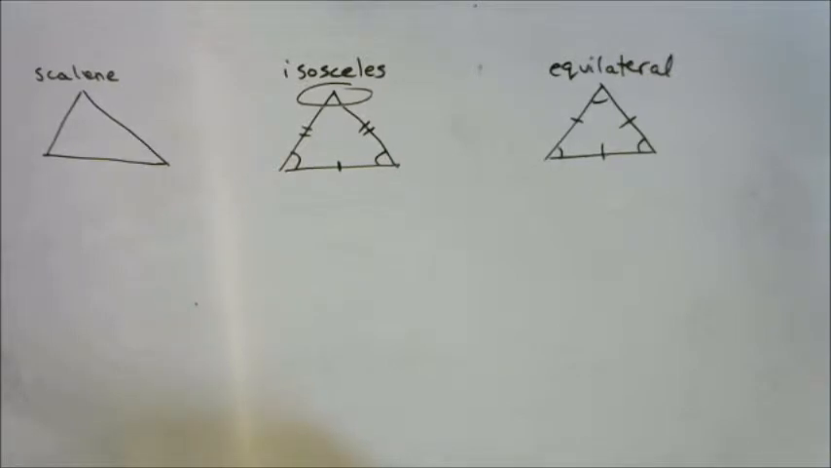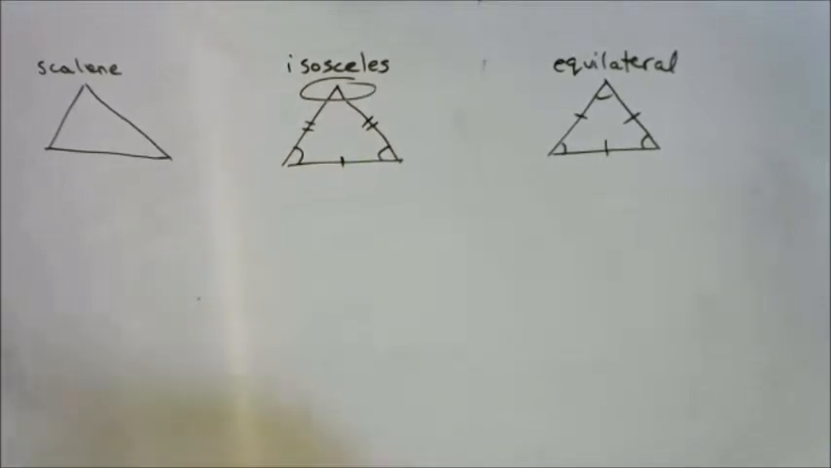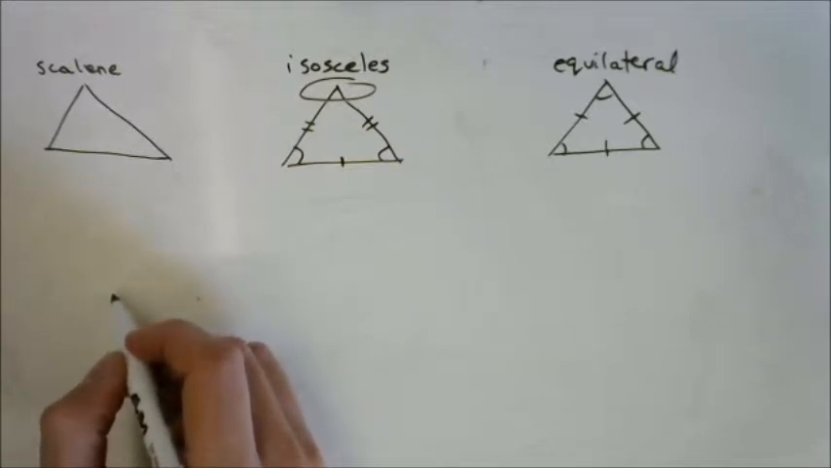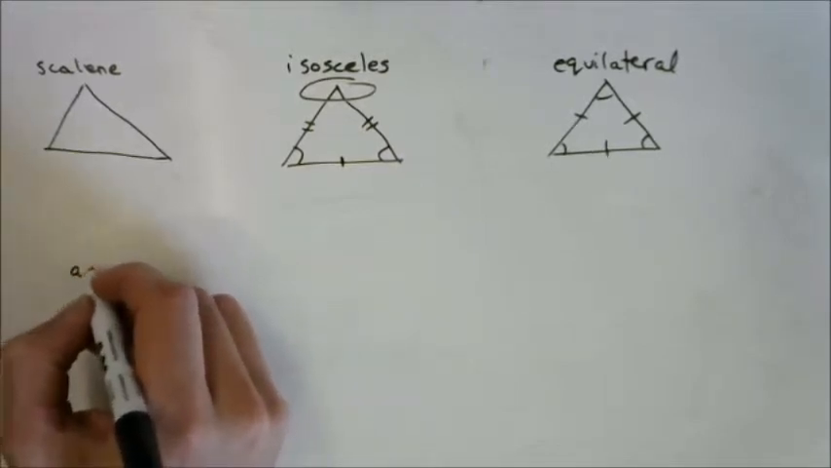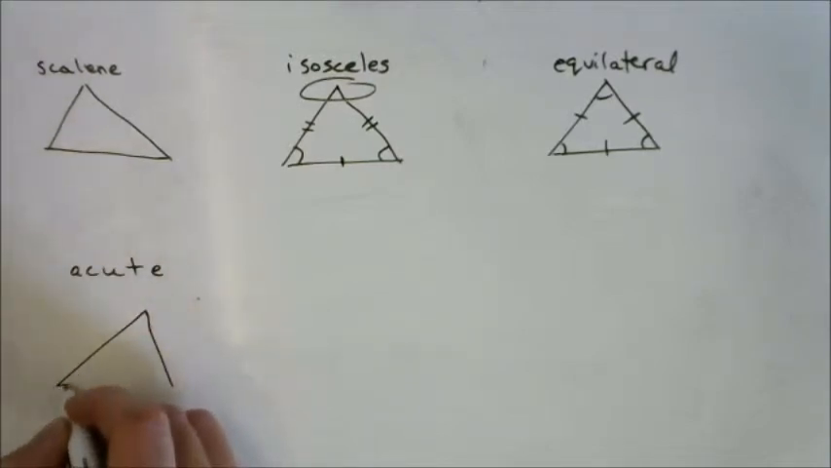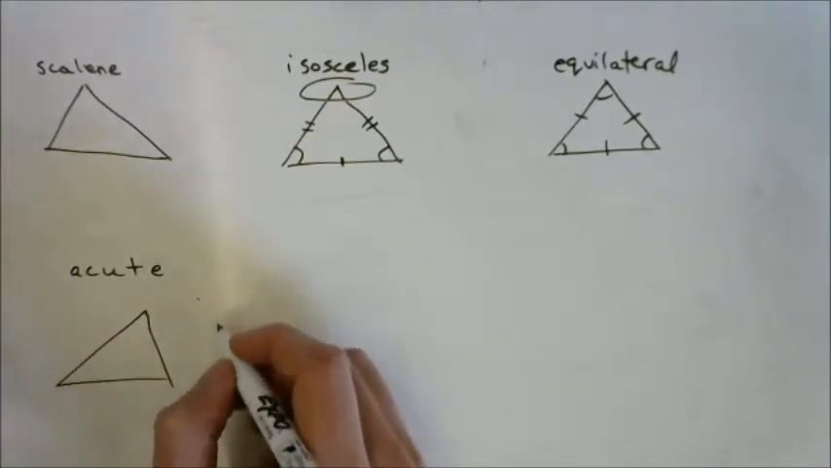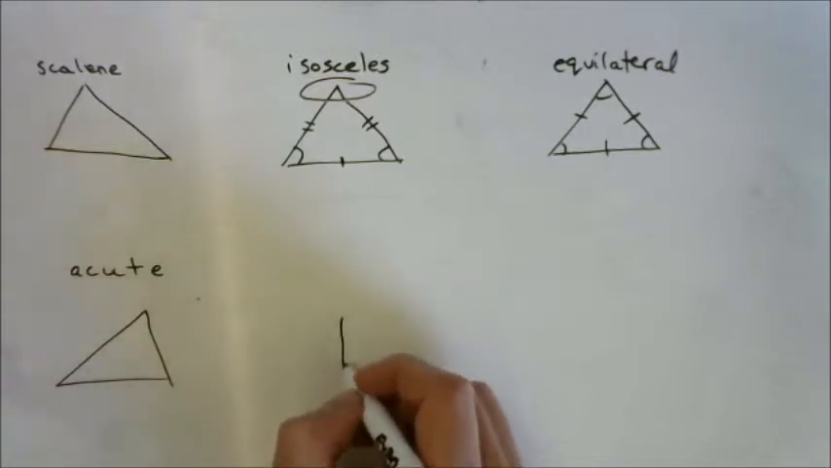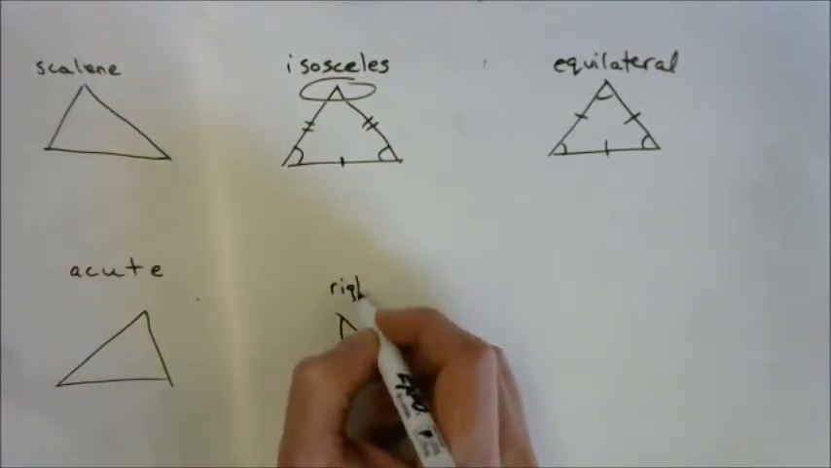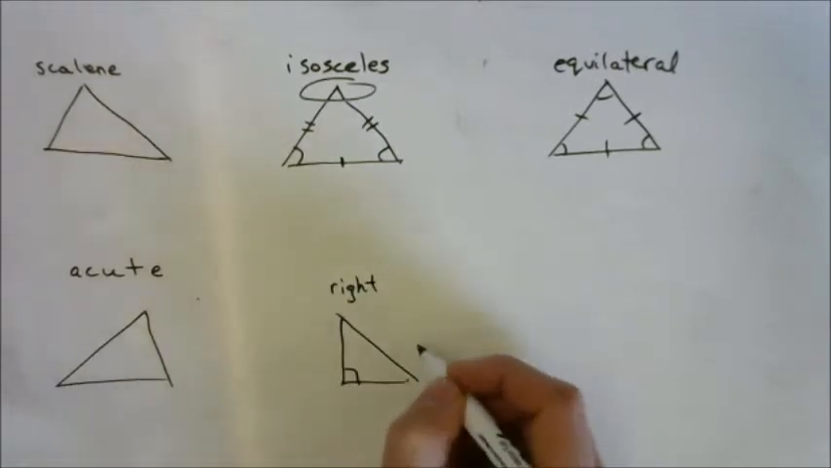Okay? We can also classify them based on, again, their angles. What's that first one called? Yep, it's an acute triangle. Okay, that's an acute triangle. What about the next one? Right. It's a right triangle. You know that because it has one right angle.